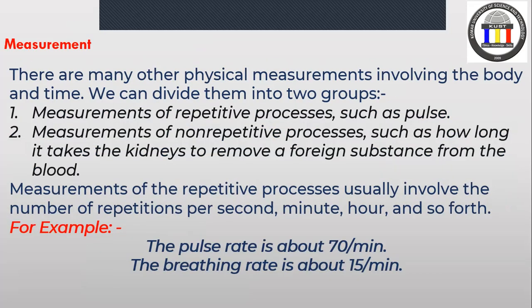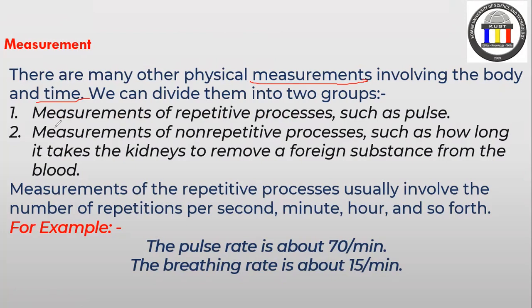In terms of measurements, we have many, but we have divided them between measurements involving the body and time. So they are done with time. For example, measuring a repetitive process is one type of measurement in terms of time. You have two types: measurement of a repetitive process and measurement of a non-repetitive process.